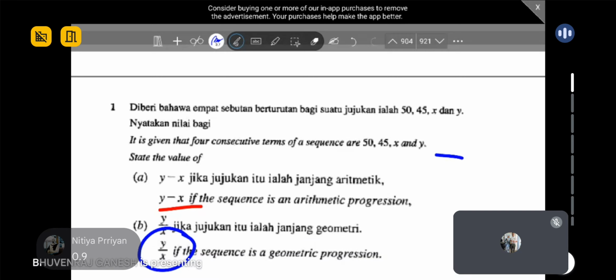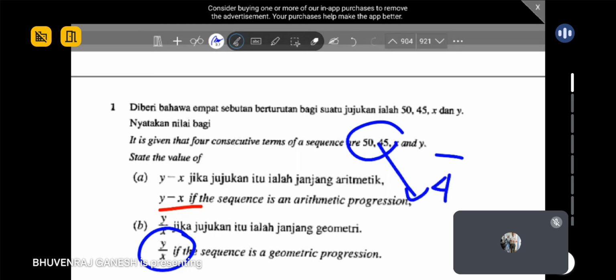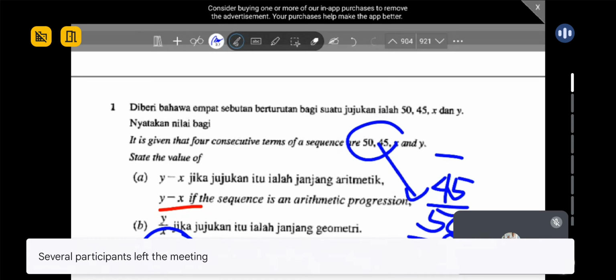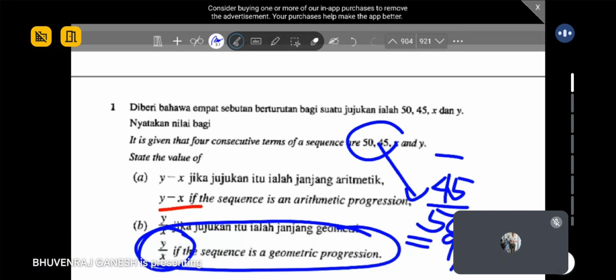Okay, so just now, actually, you already found the common ratio. Tadi kamu dah cari nisbah sepunya 9 over 10. So jawapan dia akan sama juga untuk yang ni. So actually it means that you no need to find your Y and X value if you really understand. Do you get me, guys?